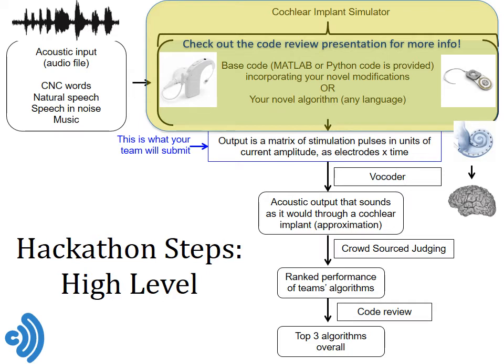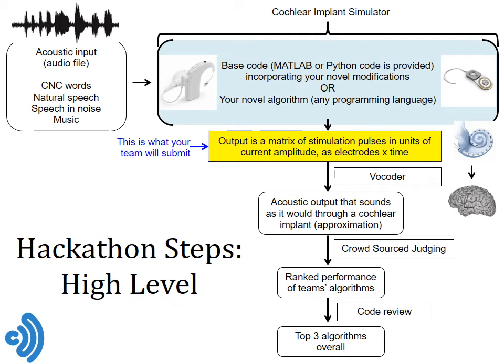Sounds enter the cochlear implant, and remember we're replacing the cochlear implant itself with the code that you contribute through the hackathon. Advanced Bionics has generously provided some base code in MATLAB and Python as a starting place for you to work with. Check out our code review presentation by Philip Herman for more info on this. The output of this code is the stimulation instruction for the electrode array of the cochlear implant. In this case, the output of your code is this instruction as a matrix of stimulation pulses in units of current amplitude. The size of the array is the number of electrodes by the units of time. Matrices in this format are what your team will ultimately submit for judging.